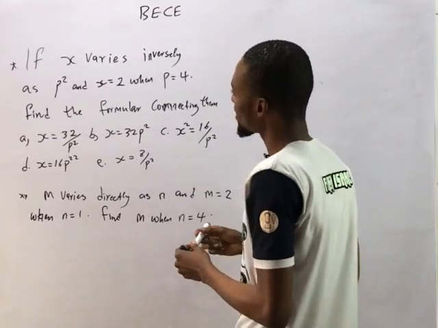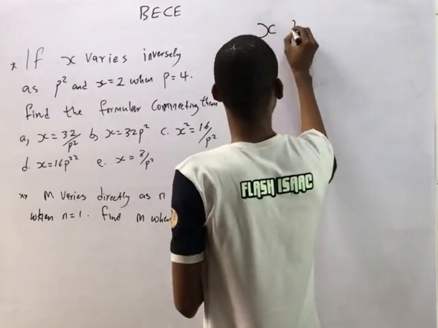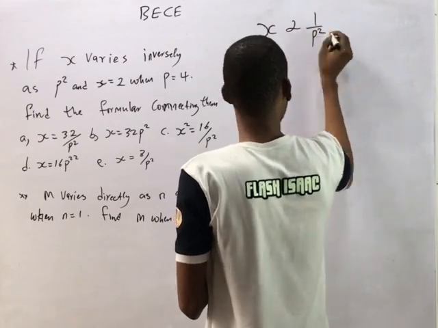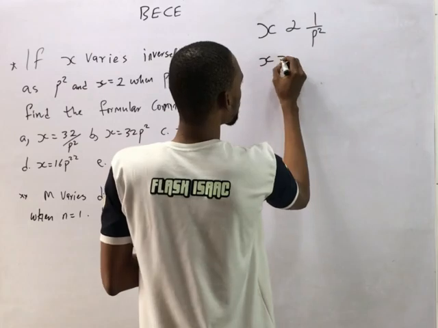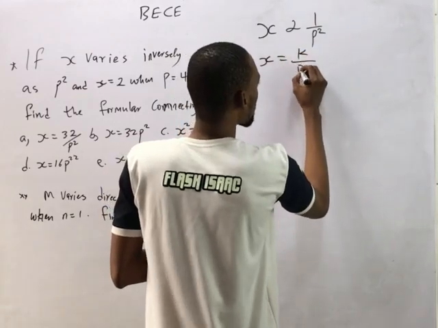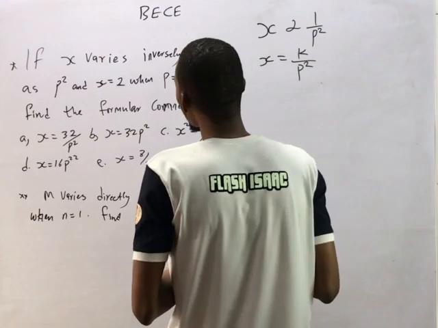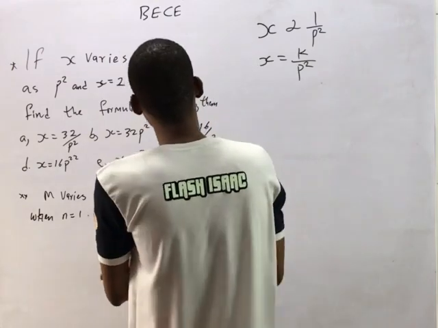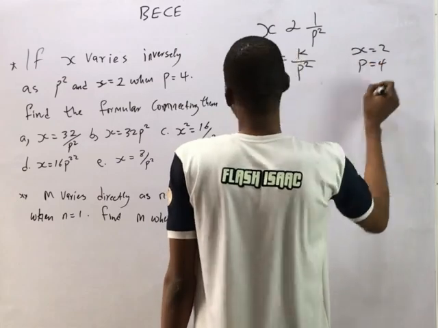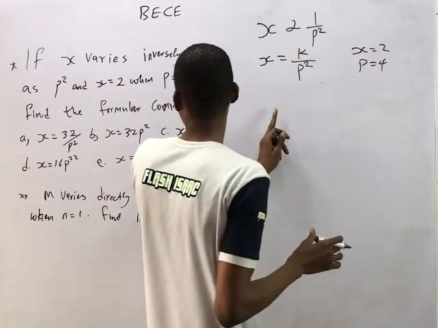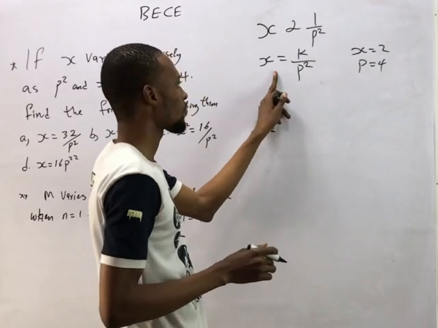S varies inversely as p squared. This implies that S is proportional to 1 over p squared, like I established. This also implies that S is equal to k over p squared. So it says S is equal to 2 when p is equal to 4. So S is equal to 2, p is equal to 4. Now, this first statement is to enable us to look for k.